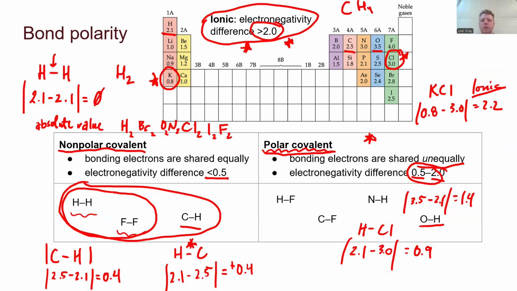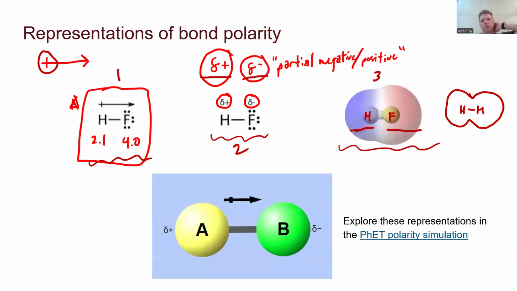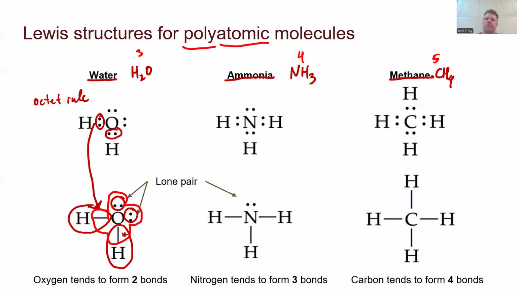Then we also talked about representations of bond polarity. How do we look at a polar covalent bond or a non-polar covalent bond? What would that look like? Could we look at it this way or this way? Then Lewis structures of polyatomic molecules: where are the bonded pairs of electrons and where are the lone pairs of electrons?